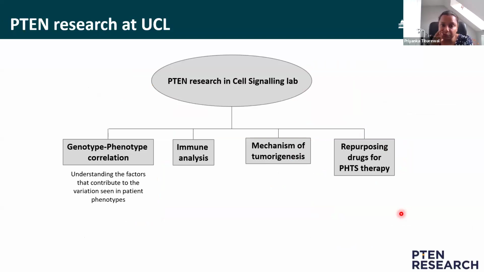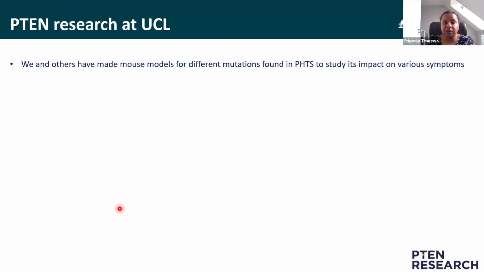But again, coming back to the different topics of research in our lab, the first one is genotype-phenotype correlation. When we meet PHTS patients, you can have two siblings with the same mutation, or a parent and child with the same mutation, but they have very different presentations. We've heard about parents who did not know they actually carried a mutation in the gene until their child was diagnosed with PHTS. So what causes such a huge variation in the phenotypes of patients carrying exactly the same mutation? Is it environmental factors? Are there genetic factors? This is something that we are trying to understand.